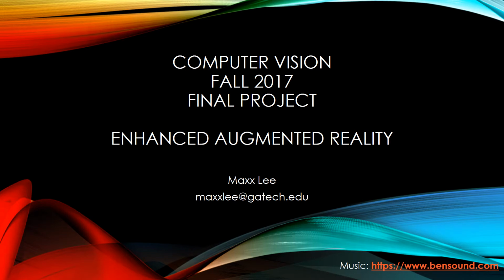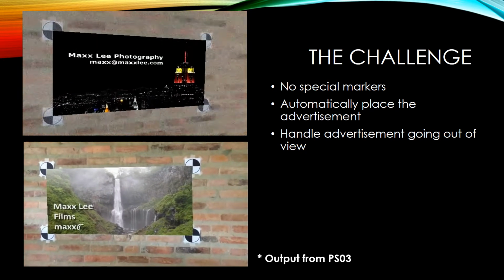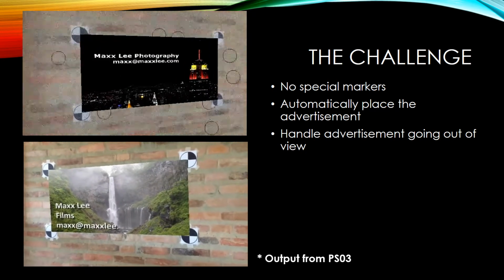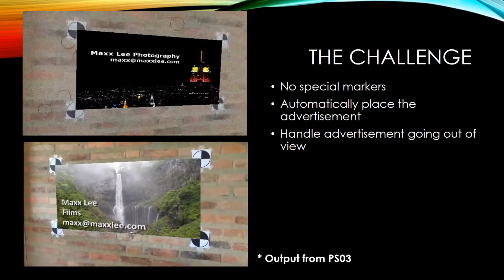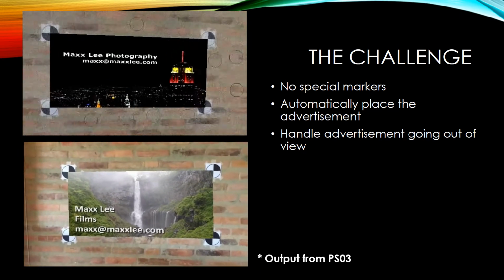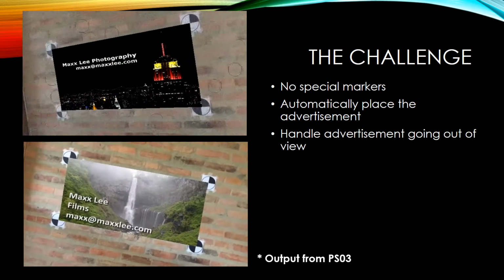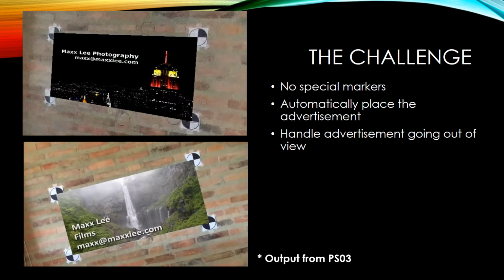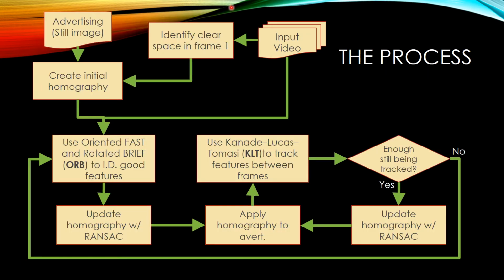I'm Max, and this is an overview of my final project for computer vision. We were challenged to extend what we learned from PS3 and create a more robust augmented reality system that didn't need any special markers, that could automatically place the object into the scene, and also handle the object going out of view. After doing a bit of research, I decided to implement a system that used feature tracking of natural features within scenes. Here's an overview of the process.